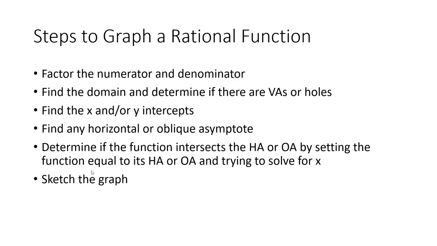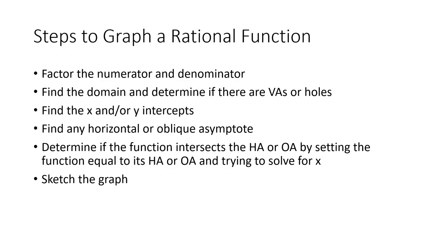To graph a rational function, we are always going to start by graphing the numerator and the denominator. A rational function is a function where I have a polynomial in both the numerator and the denominator, and both of those may or may not be factorable. So I'm going to try to factor them as much as possible. Then I'm going to find the domain and determine if there are any vertical asymptotes or holes. The domain, since this is going to have a denominator, happens when the denominator is not equal to 0.